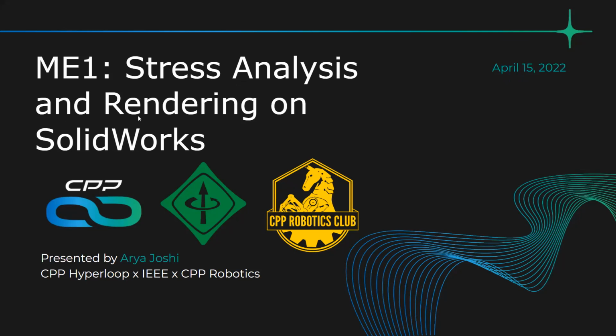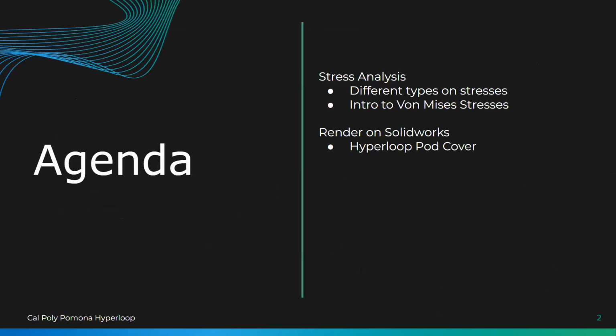Okay, so today we're just going to be briefly going over stress analysis and how to make renders on SolidWorks. The stress analysis part is going to be very basic, and it's for team members and students who haven't taken stress analysis or aren't familiar with the different types of stresses. Maybe they're not in the ME major, so this is going to be a recap on the different types of stresses that exist. And then also we're going to be talking about how we can find the factor of safety against yielding, which is very important, and we'll talk about what that means.